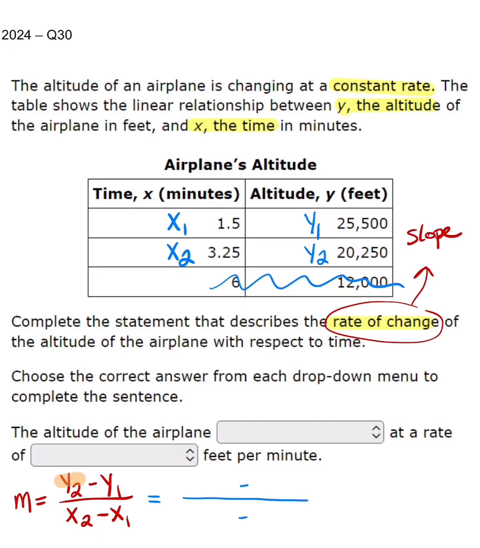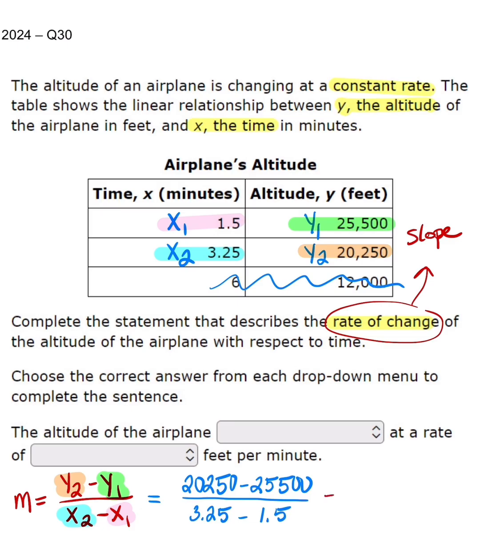So the first thing in my formula is y2. My y2 is 20,250. So that's going to go here. Next, I'm looking for y1. My y1 is 25,500. That goes after the minus sign. In the denominator, I'm first looking for x2. x2 is 3.25. So that goes in front of the minus sign. And lastly, x1 is 1.5. That goes behind the minus sign.